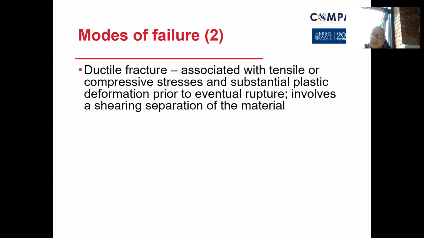Ductile fractures are associated with tensile and compressive stresses. So it's made more stretchy and it's deformed, and therefore substantial plastic deformation prior to eventual rupture is involved. So what we're saying is before it actually fractures, you can see the misshape of it, the deformation of it. And as a result of that, you can take action.